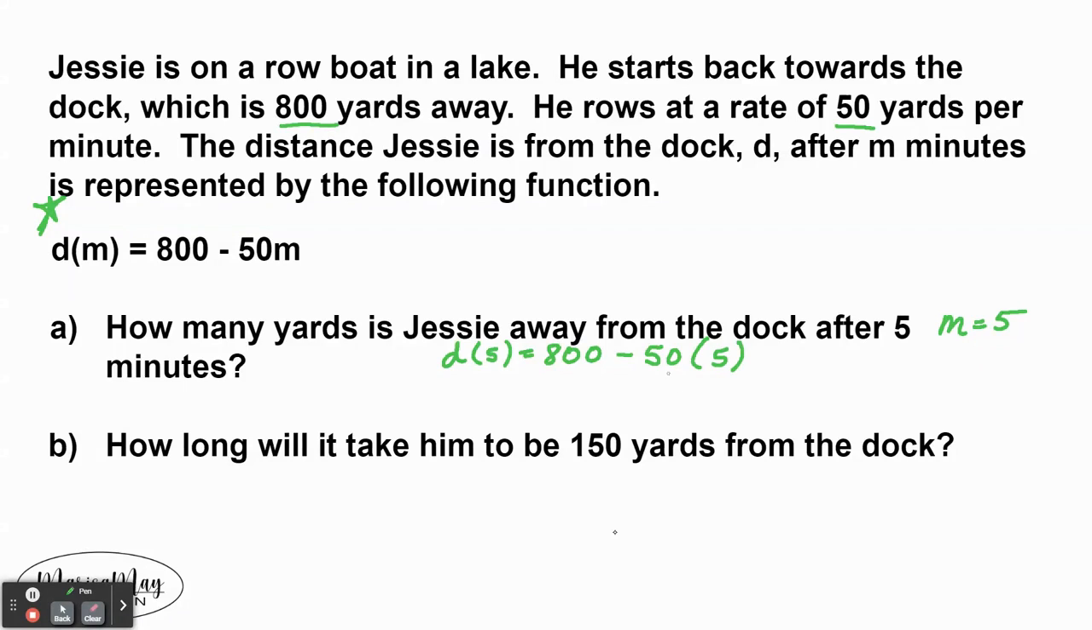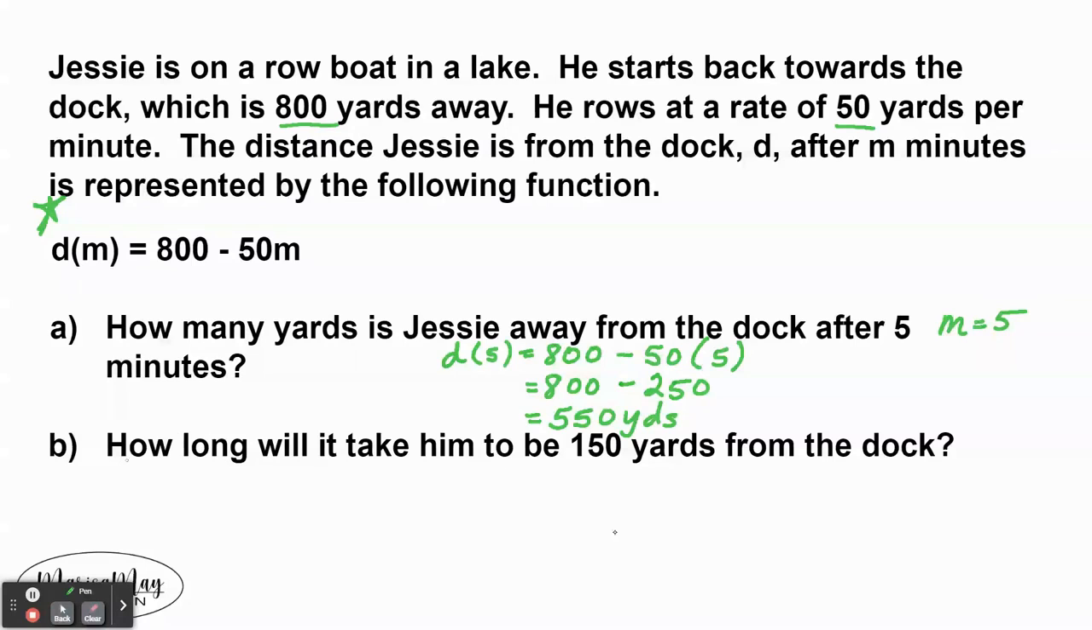Do your order of operations. So we'll multiply first. 50 times 5 gives us 250. And if we subtract 800 minus 250, we get 550. So that's 550 yards Jesse is from the dock after 5 minutes.